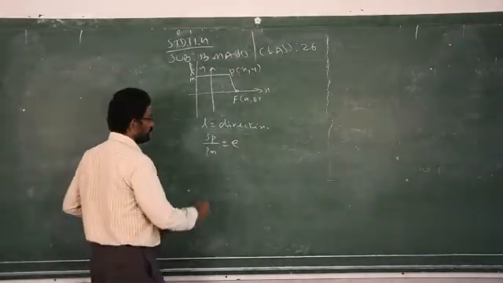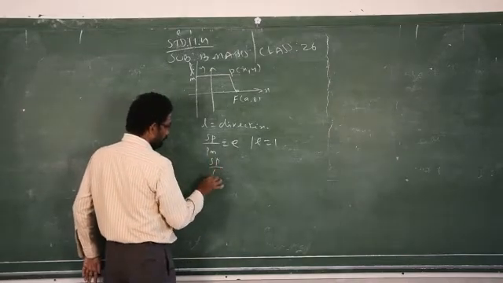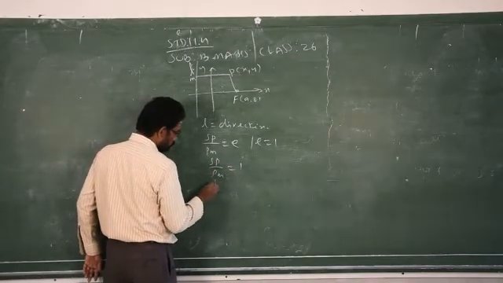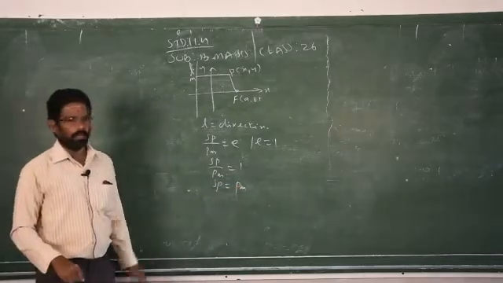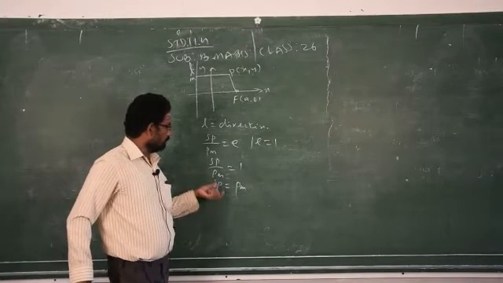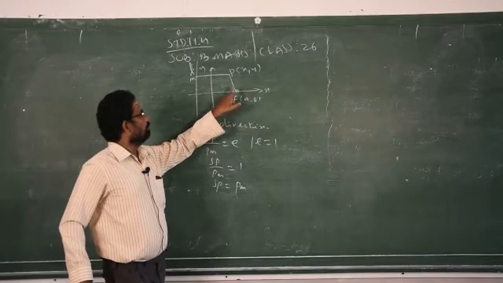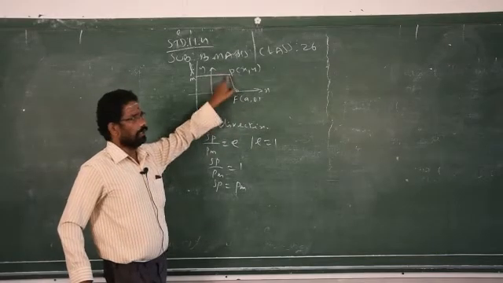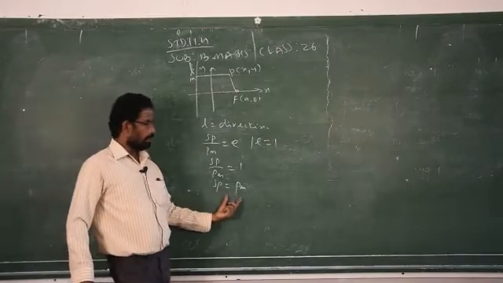When E is equal to exactly 1, then SP by PM is equal to 1. So SP is equal to how much? PM. So this will represent parabola. Before I explain how you get parabola, when the distance from the fixed point to the moving point and the perpendicular length from the moving point are the same, then it represents parabola.